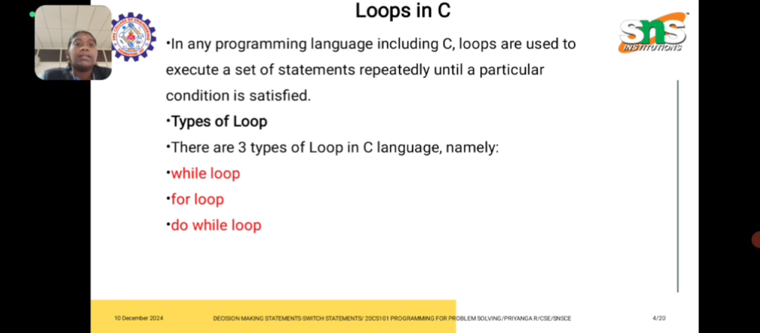Next, there are three types of loops in C. In the programming language, we have three types of loops. Loops are used to execute a set of statements repeatedly until some condition is satisfied. As already said, we have three types of loops in C: the while loop, the for loop, and the do while loop.